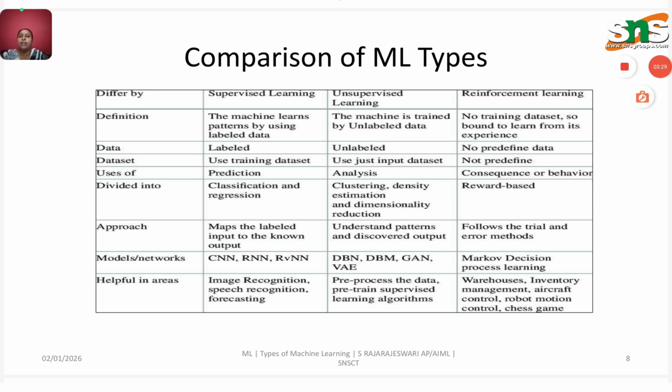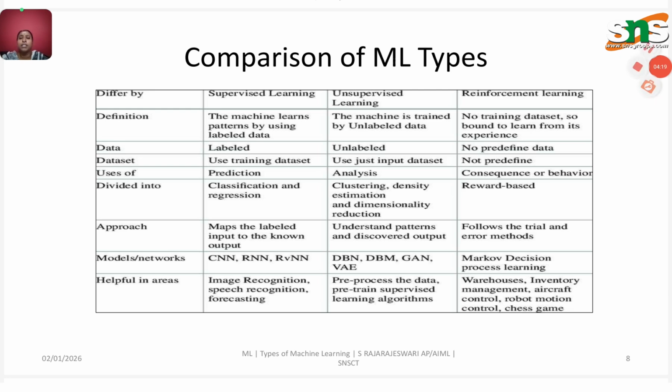We have two different algorithm types in supervised learning, that is classification and regression. In unsupervised learning, we have clustering and dimensionality reduction, and reinforcement learning is mainly reward based. As for approaches, supervised learning maps the labeled input to the known output. Unsupervised learning understands patterns and discovers the output. And reinforcement learning follows the trial and error method. This is reinforcement learning.